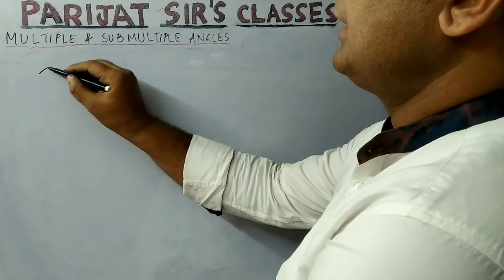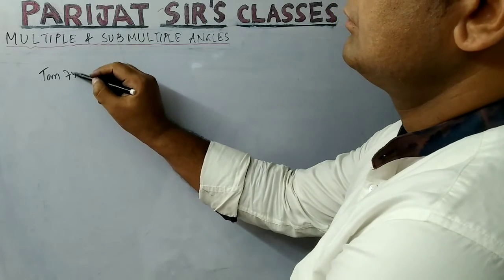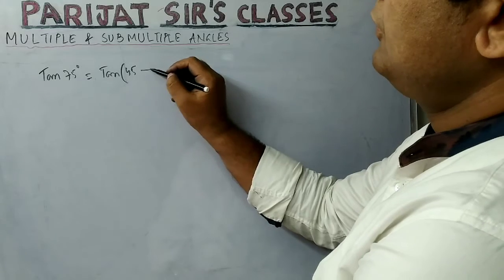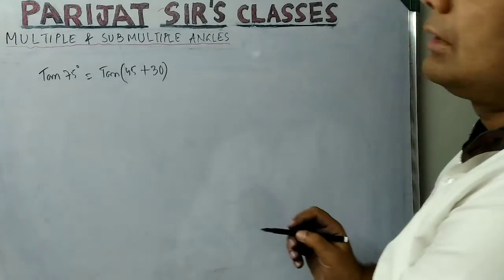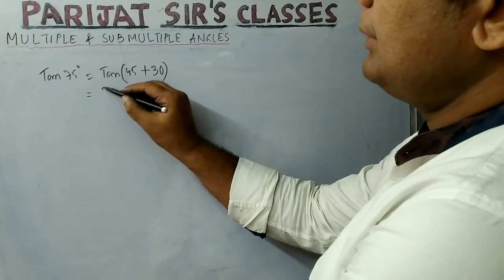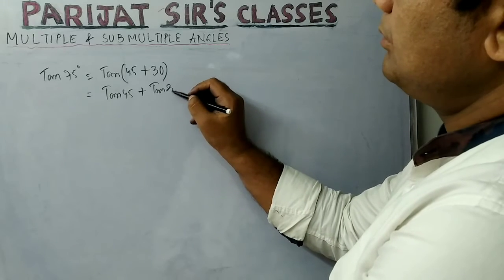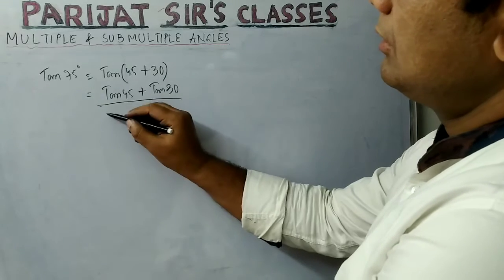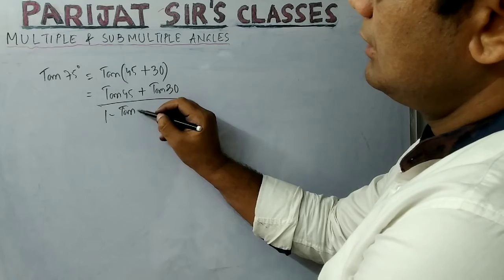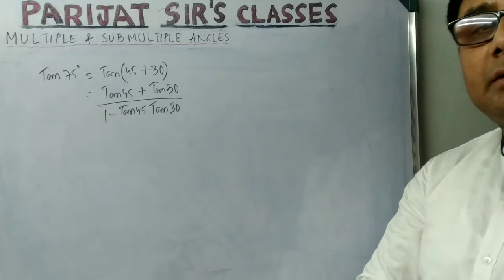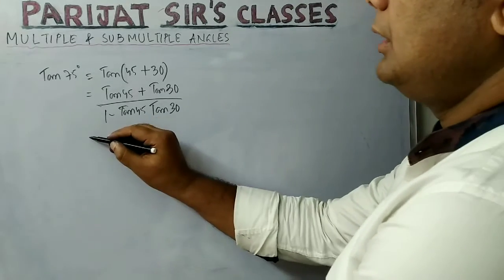So tan 75, I can write tan (45 plus 30). This is the tan (A plus B) formula, which is (tan A plus tan B) by (1 minus tan A tan B). Clear? So let us put the values.